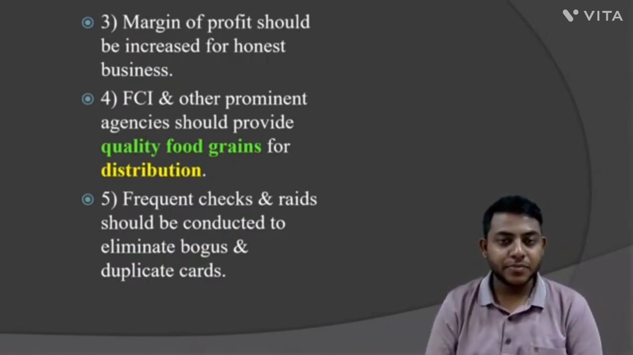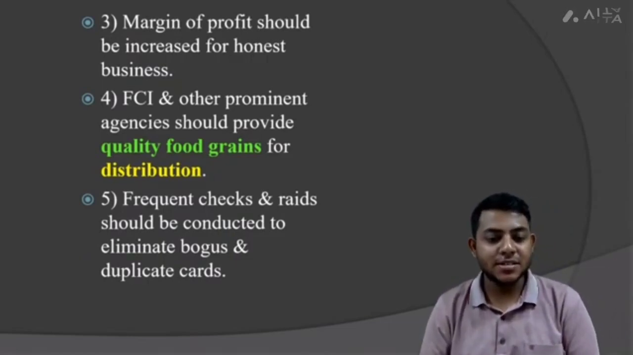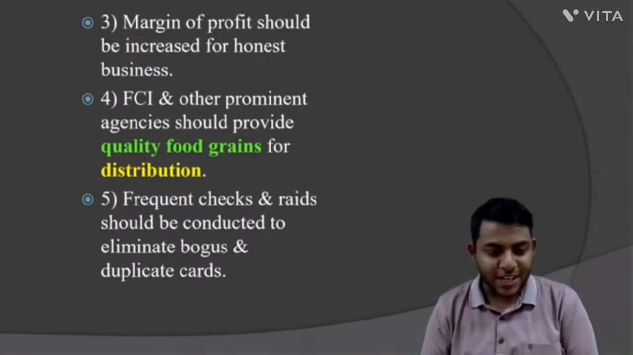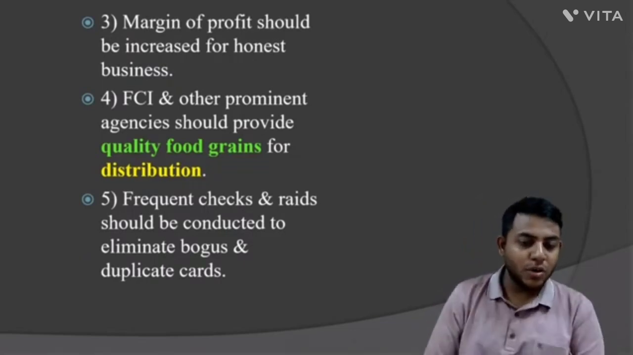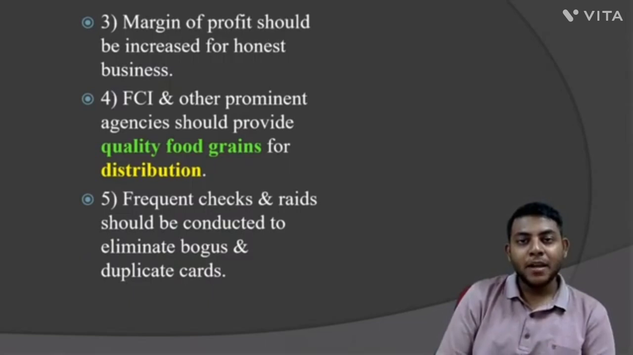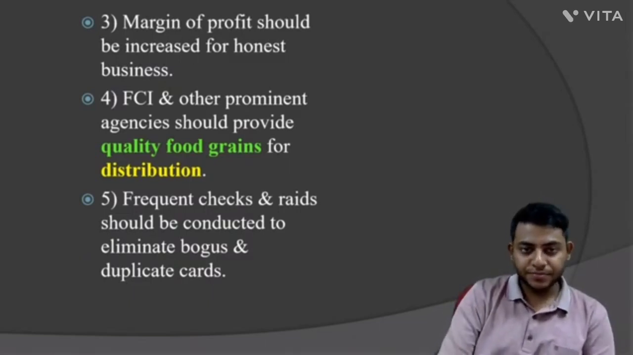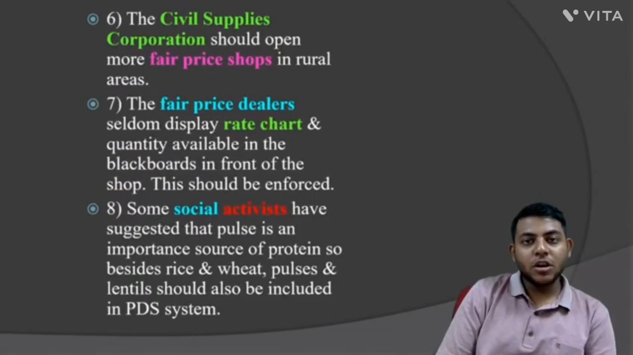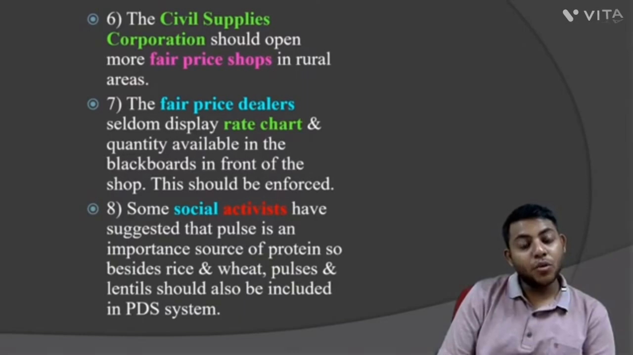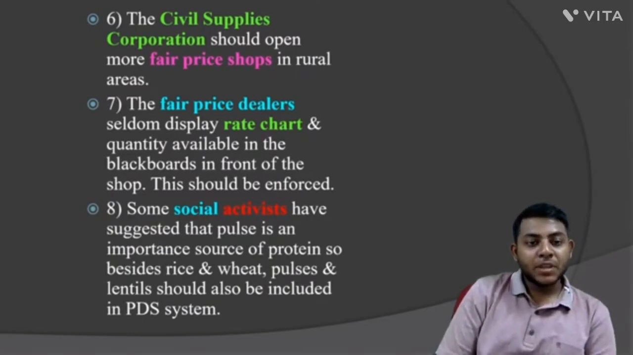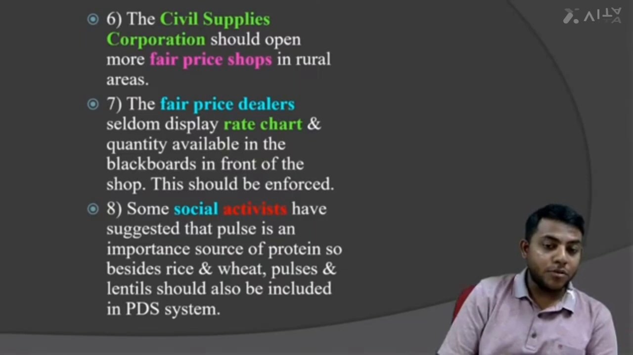for distribution. The fifth suggestion says that frequent checks and raids should be conducted to eliminate bogus and duplicate ration cards. And also the Civil Supplies Corporation should open more fair price shops in rural areas. And the fair price dealers seldom display the rate chart and quantity available on the blackboards in front of the shop. This should be enforced.